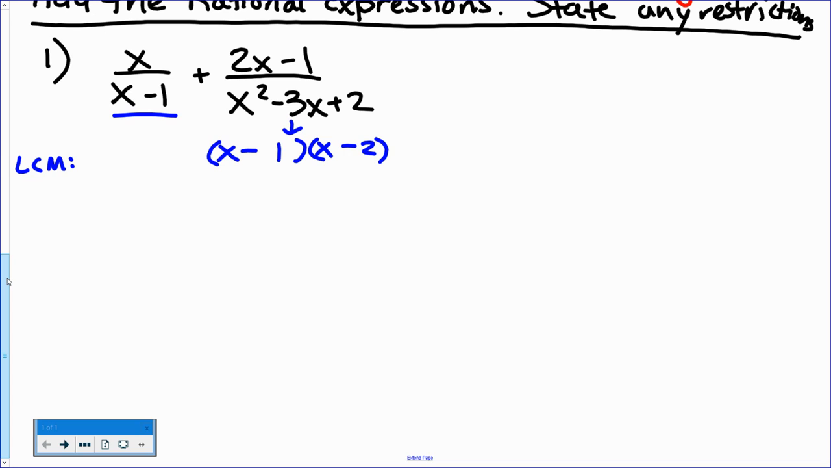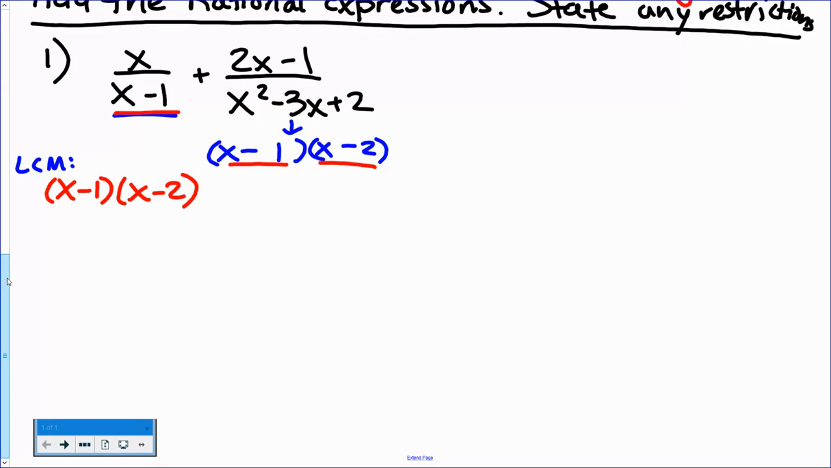Okay, so when I'm finding that least common multiple, I need to include every different prime factor in both sets. So on the left, I have x minus 1, and I also have that on the right, so I've already included that. I need every different prime factor, but I will also need x minus 2. So this is the denominator that I want. That's what they both need to be to match. Now I already have that denominator on the right, so I don't need to do anything with that.